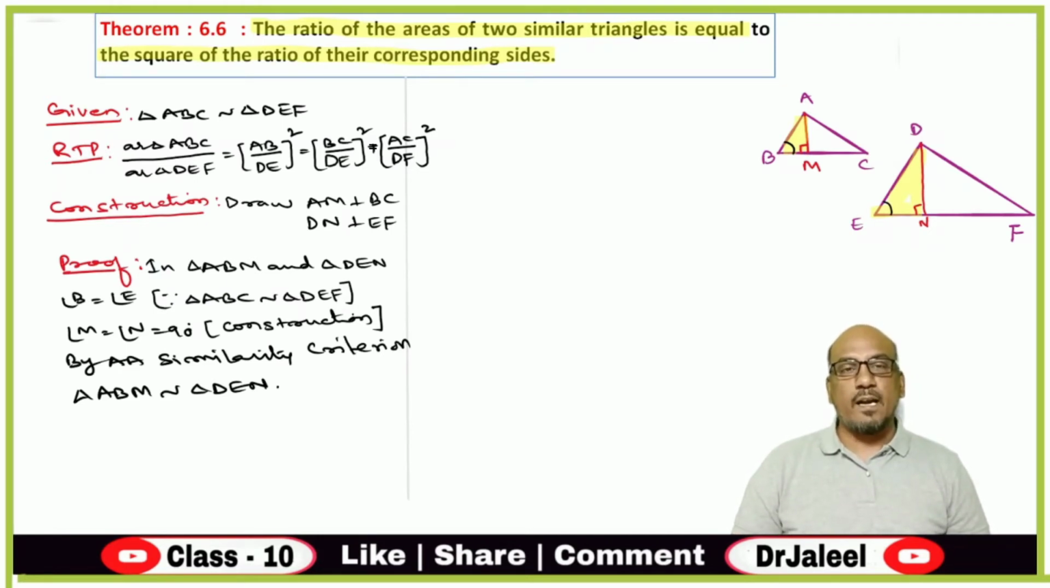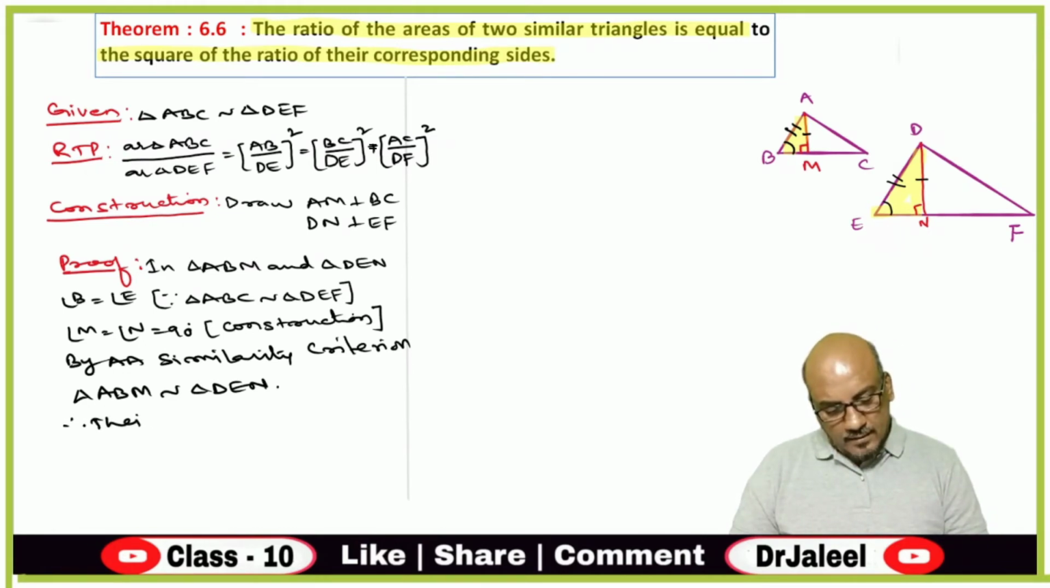When they are similar, their corresponding sides must be proportional. So children, observe carefully. I am taking this AB by DE. The ratio of these two must be equal to AM by DN. Of course, you can take the third side, but I am not taking it now. So what can we write? Therefore, their corresponding sides are proportional.